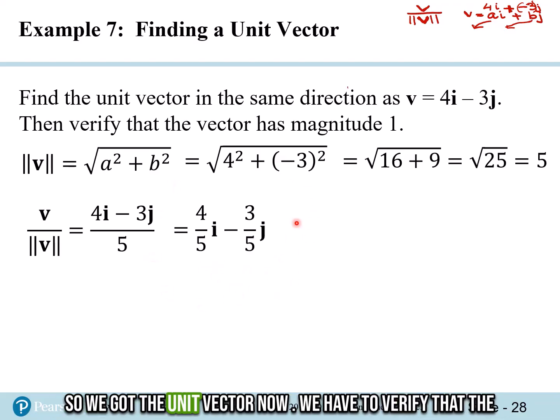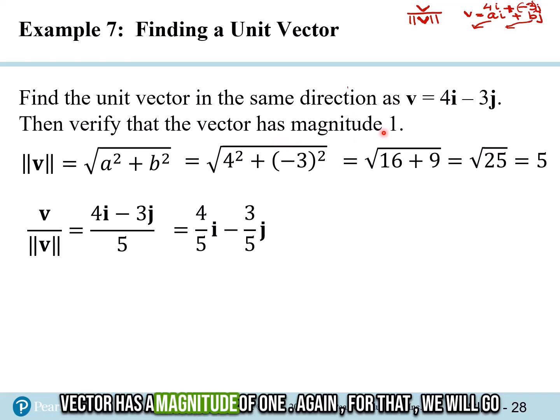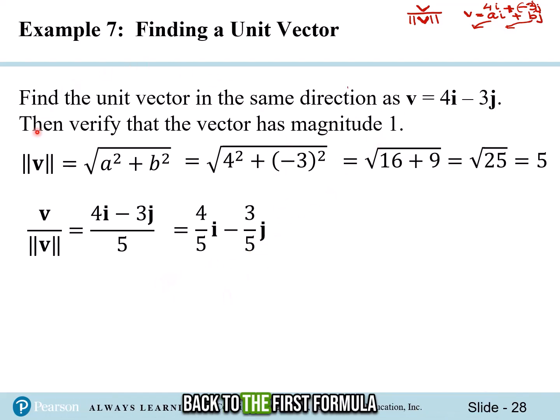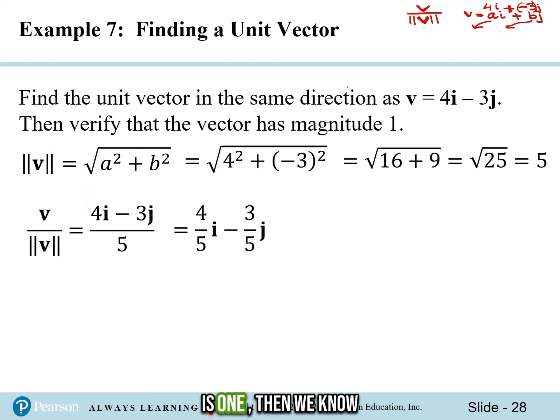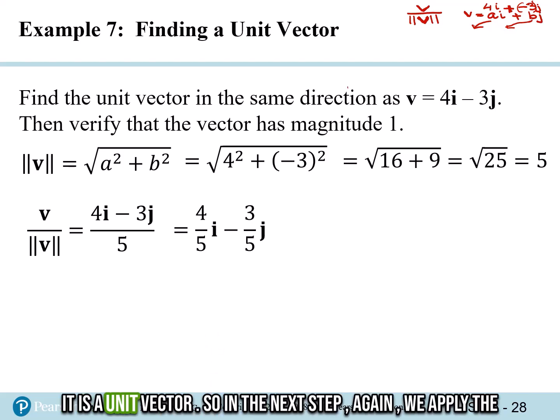So we got the unit vector now. We have to verify that the vector has a magnitude of 1. Again, for that we will go back to the first formula of finding the magnitude of v. If the magnitude is 1, then we know it is a unit vector.